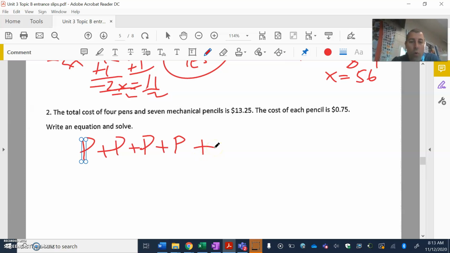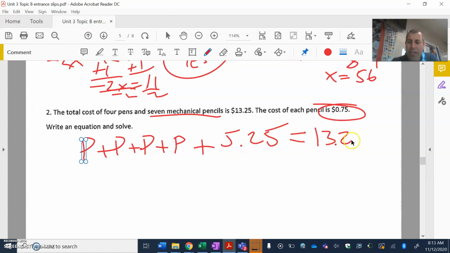But wait a second. I've got 7 mechanical pencils, and each pencil is 75 cents. If you want to, break out that calculator, or do your mental math, that's fine as well. Again, we're more interested in the setup of the equation here. 7 times 75 cents tells me $5.25. I started going visual here, writing things out, and then I can see my equation take place.